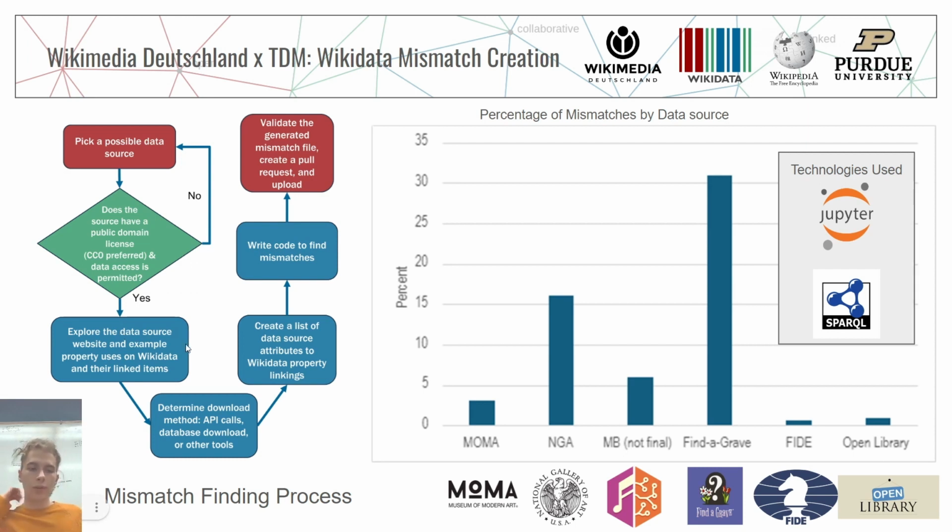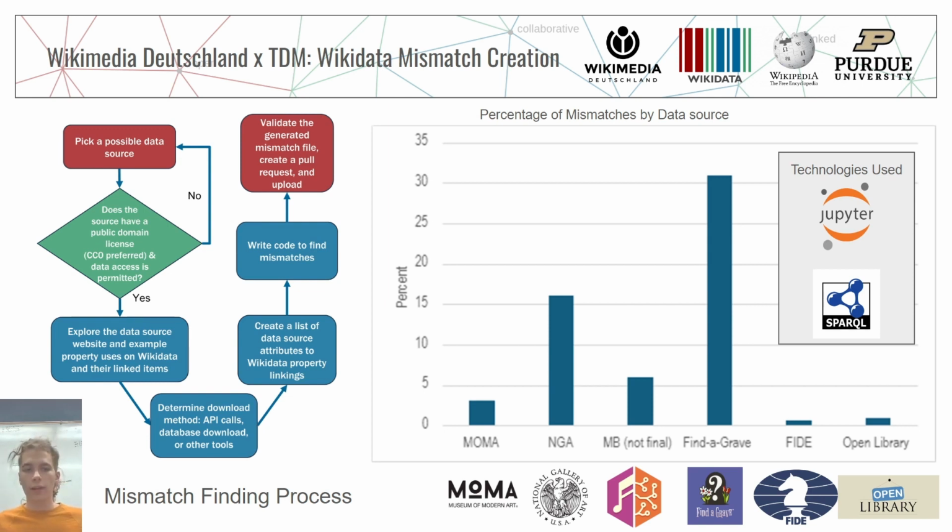The next step was to explore the data source and try to figure out which properties we can use to compare against Wikidata. Oftentimes it's convenient to use a property like dates because they have a standard format, as opposed to countries or nationalities, which can be contentious. The next step is to determine the download method. We can either use API calls, which is akin to making an automated web request. There's also database downloads or other tools.